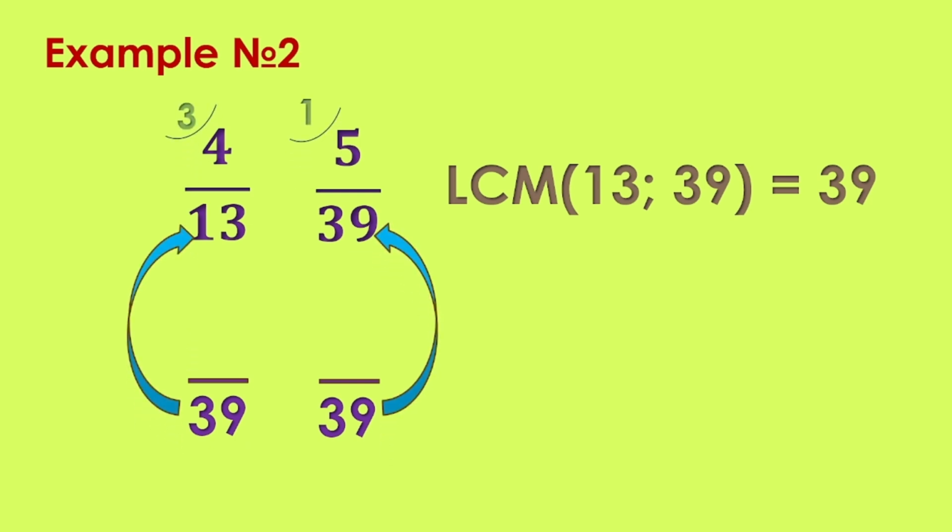Next, we need to divide 39 by the denominator of the first fraction and then by the denominator of the second fraction. We get that 39 divided by 13 is 3 and 39 divided by 39 is 1. Now, we multiply these numbers by the numerators of the fractions. Thus, 3 times 4 is 12 and 1 times 5 is 5. Now, let's recall the rule for comparing fractions with the same denominators. We see that 12/39 is the larger fraction, so 4/13 is larger than 5/39. Are you okay? Good. It's very important for me.